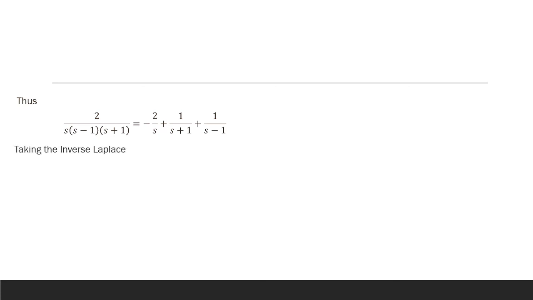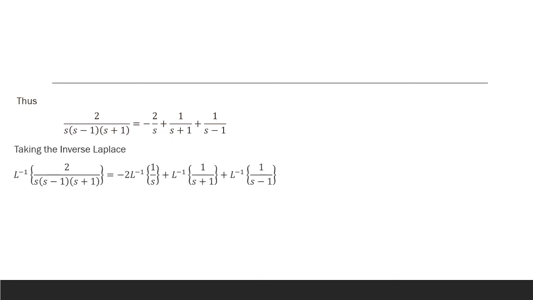We can now take the inverse Laplace. We'll have the inverse Laplace of negative 2 times 1 over s, that's negative 2. The inverse Laplace of 1 over s plus 1 is e raised to negative t. And the inverse Laplace of 1 over s minus 1 is e raised to t.